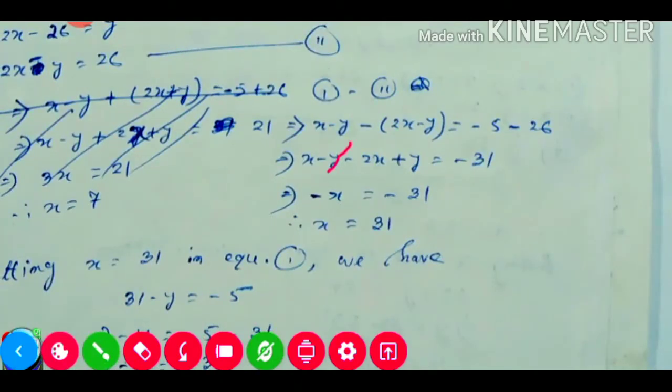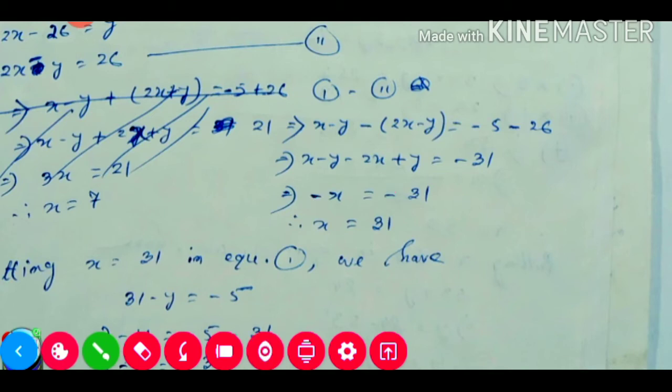So minus y plus y will be cancelled, and here minus 5 and minus 26 will be minus 31, and x minus 2x will be minus x only. So minus x is equal to minus 31, both sides have minus, so they cancel. Therefore x value is equal to 31.